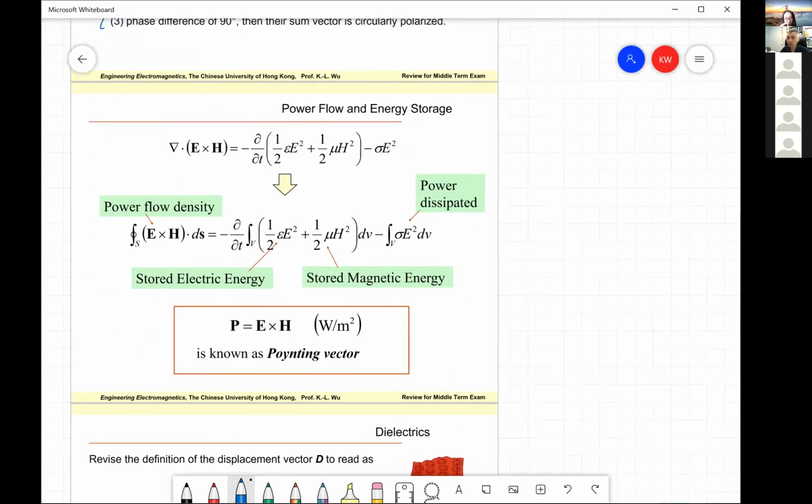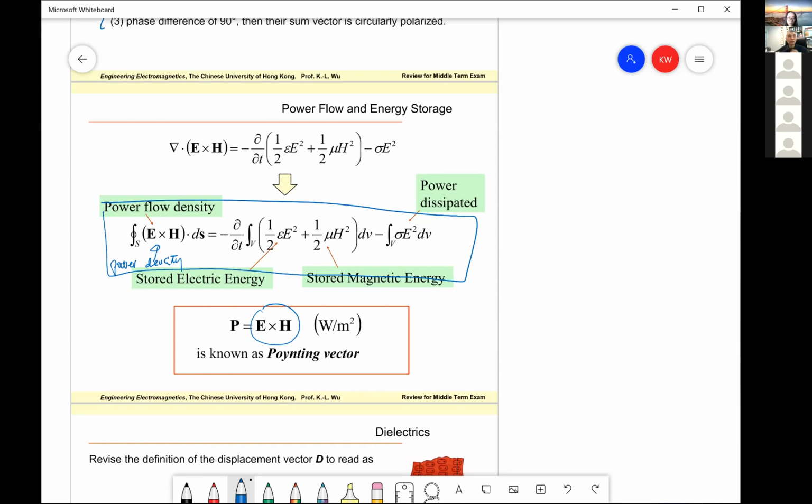Now we introduce power or energy conservation of electromagnetic waves. This is a very famous one, we call the Poynting theorem. What the Poynting theorem says is that E cross H has a very significant physical meaning. That stands for a power density.